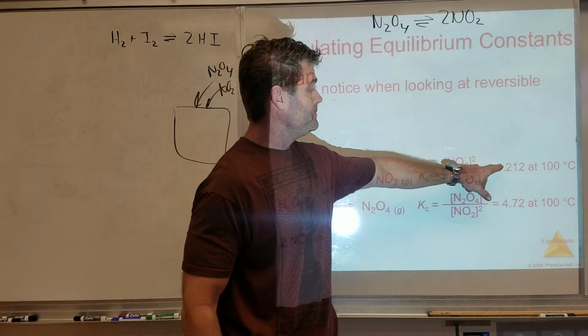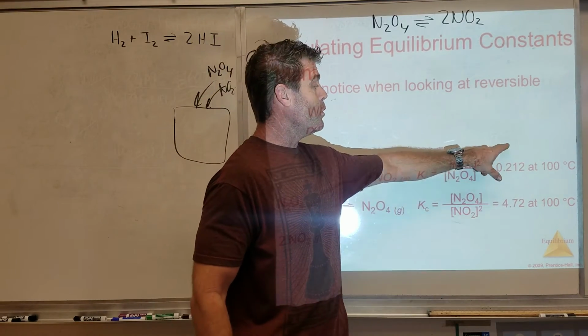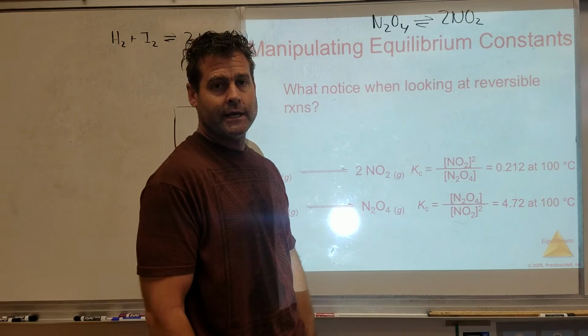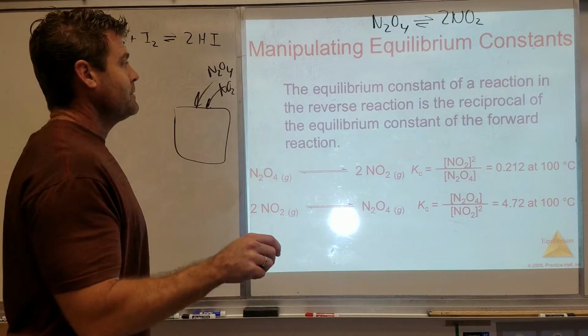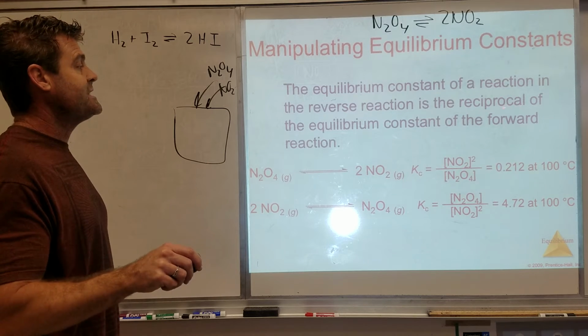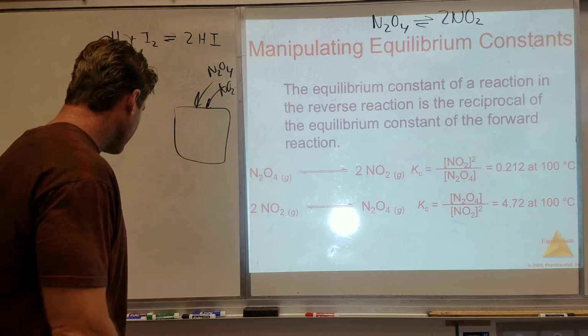You guys remember what reciprocal is? I just go 1 divided by 0.212. What would I get? 4.72. So it's the reciprocal. So the equilibrium constant of the reverse reaction is the reciprocal of the equilibrium constant of the forward reaction.